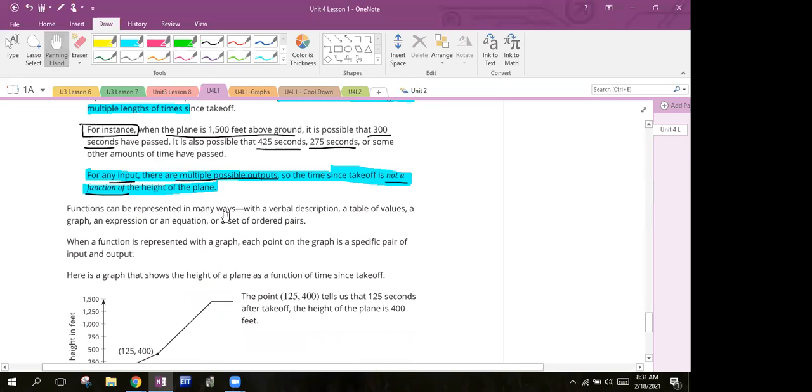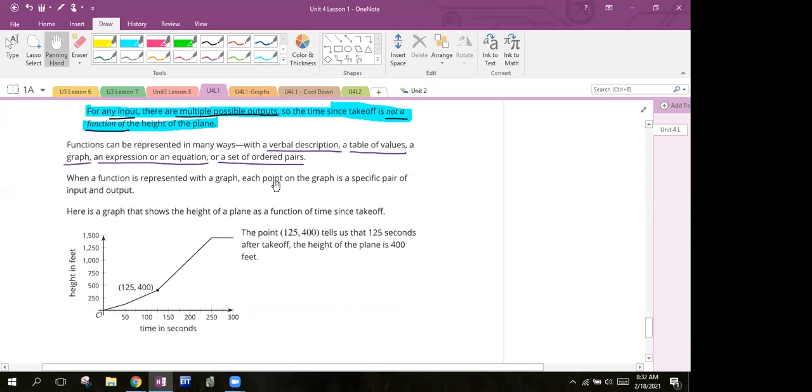All right, it says functions can be represented in many ways. We can represent them with verbal descriptions. For example, blank is a function of blank. We can represent it by a table, like when we were talking about the bagels and their prices. We can represent it by a graph, like when we graphed the dog walking around the post. An expression or an equation, we haven't got there yet, or a set of ordered pairs, like on a graph.